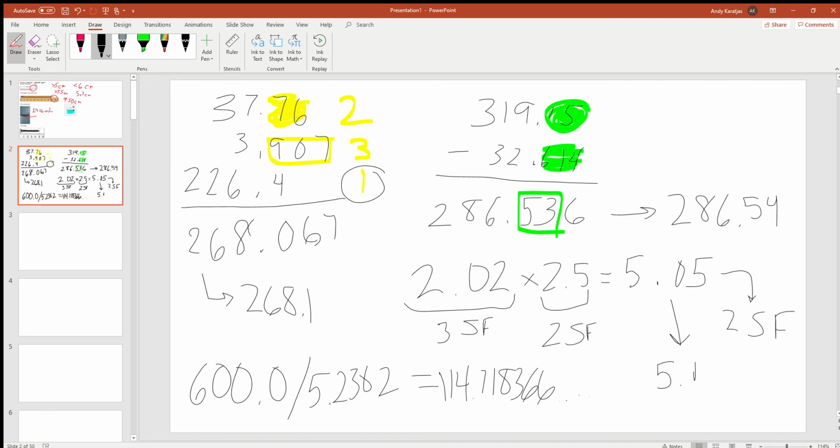Again, though, we're going to go by the least number of significant figures, which is 4 in our first number versus 5 in our second number. That means we need to round to 4 significant figures in our answer, and we get 114.7.